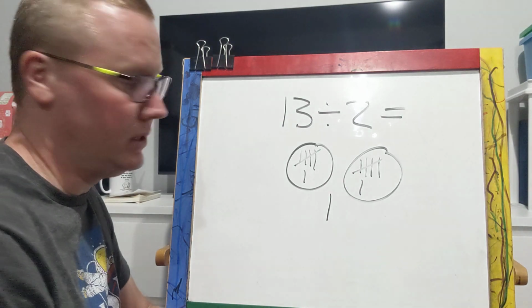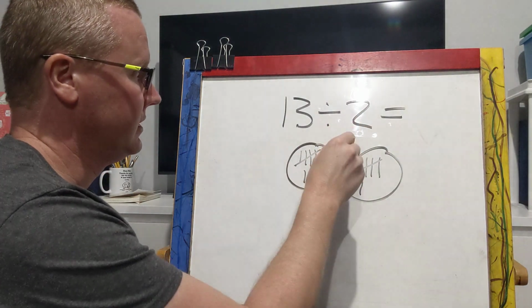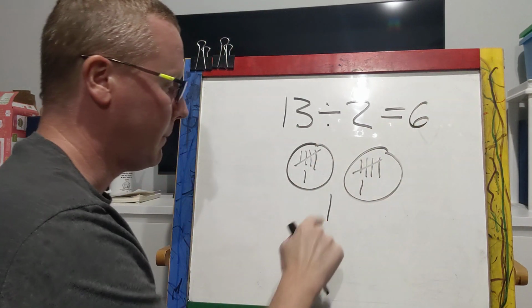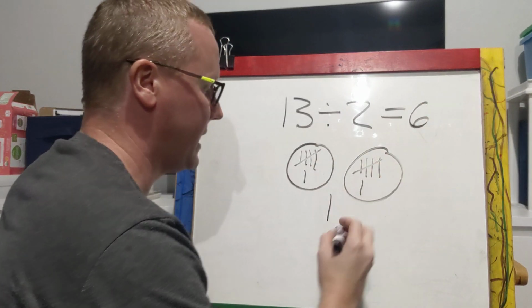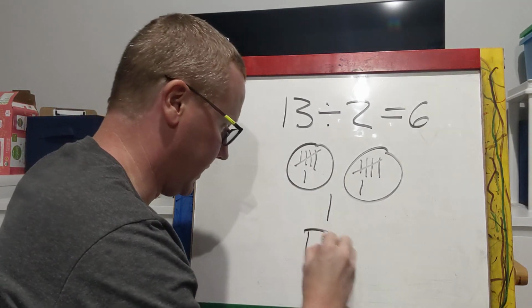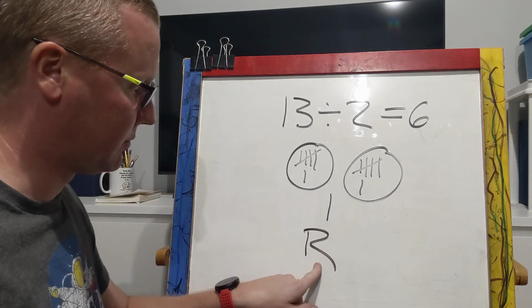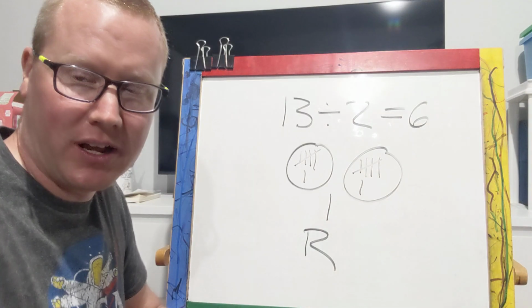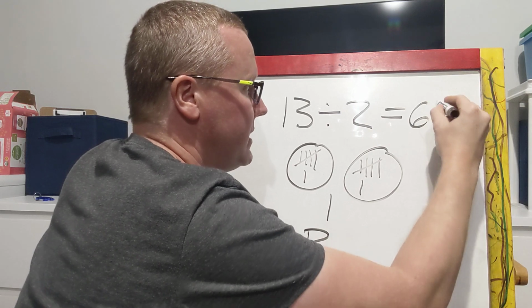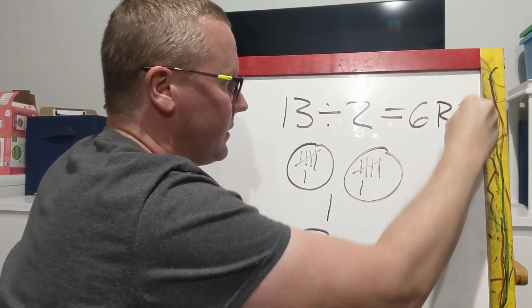So what we would do is we'd say that 2 can go into 13 6 times, but we have a remainder 1. And the way that we're going to always show remainder is we're going to call it a big R. That means remainder or leftover. That's what we have left over. It's remaining. So we have remainder 1.